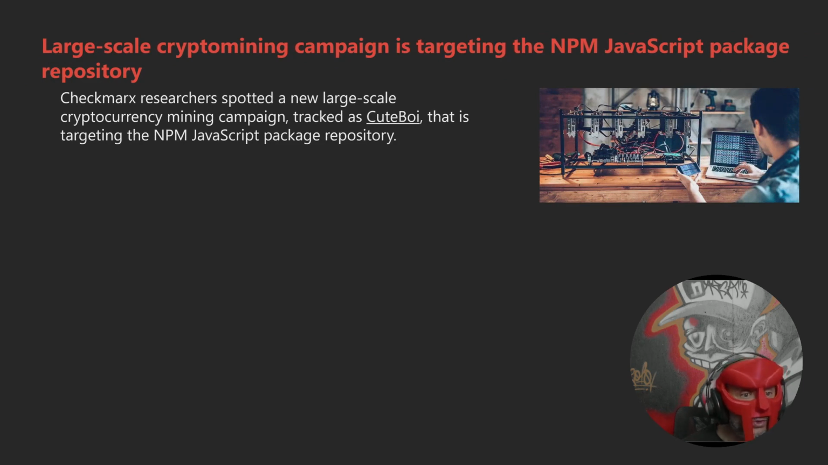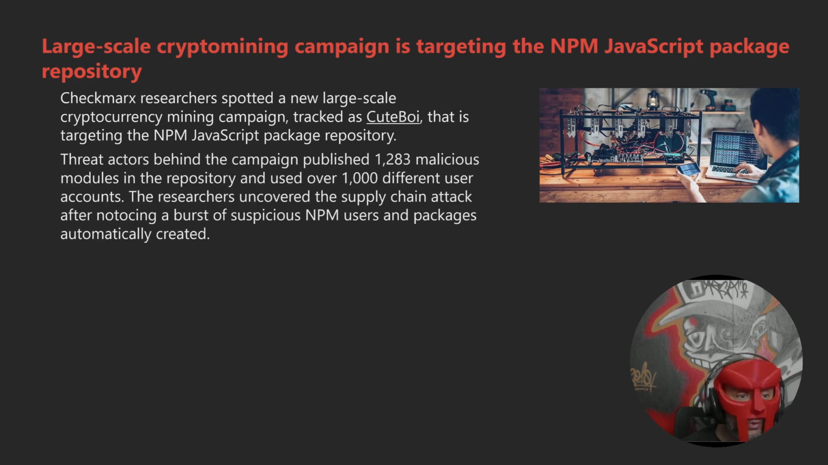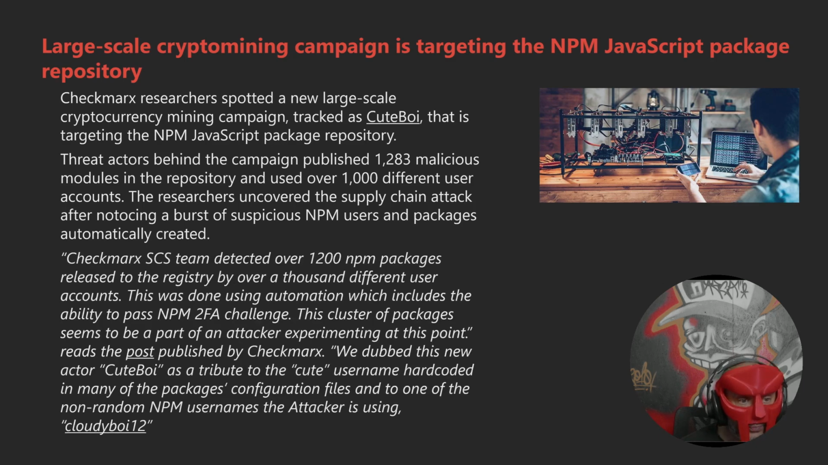Checkmarx researchers spotted a new large-scale cryptocurrency mining campaign tracked as Cute Boy that is targeting the NPM JavaScript package repository. Threat actors behind the campaign published 1,283 malicious modules in the repository and used over 1,000 different user accounts. The researchers uncovered the supply chain attack after noticing a burst of suspicious NPM users and packages automatically created. Checkmarx SCS team detected over 1,200 NPM packages released to the registry by over 1,000 different user accounts. This was done using automation, which includes the ability to bypass NPM two-factor authentication challenge.